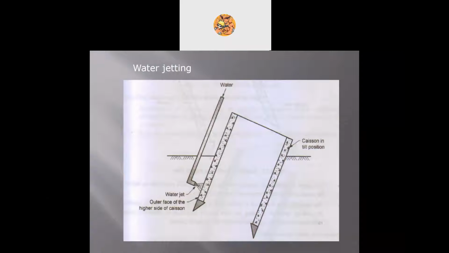Hello, sir. Yeah, I'm hearing. So the water supply is directed to the side of the caisson to prevent the tilt, to bring it back to the same place. Okay, good. So basically the water is supplied through a jet, and then the bottom part gets dug up, right? That means this will eventually sink down.